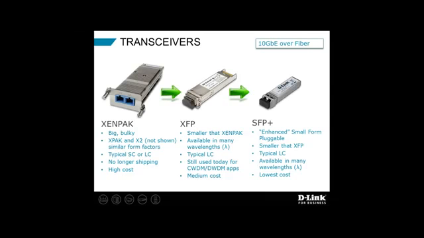SFPs came out with 100 meg and gigabit, and now with 10 gig, they're called SFP+. The plus is for enhanced small form pluggable, certainly smaller than the XFP. LC is the connector style, and it's also available in many different wavelengths. So SFP+ for 10 gig is available at 850 nanometers, 1310, 1550, and also for wave division multiplexing. These transceivers continue to come down in cost and make 10 gig Ethernet more and more affordable every day.